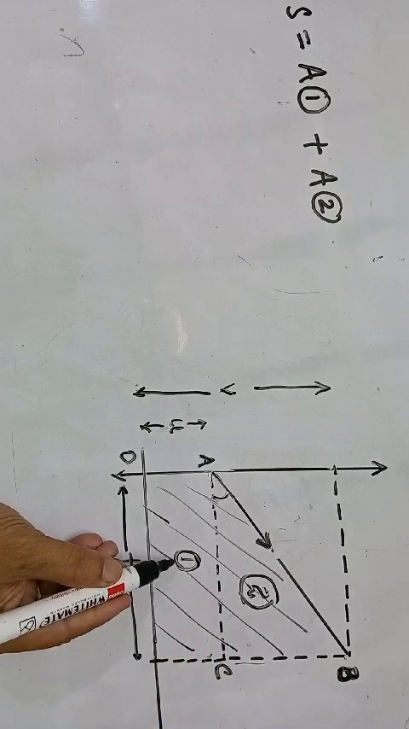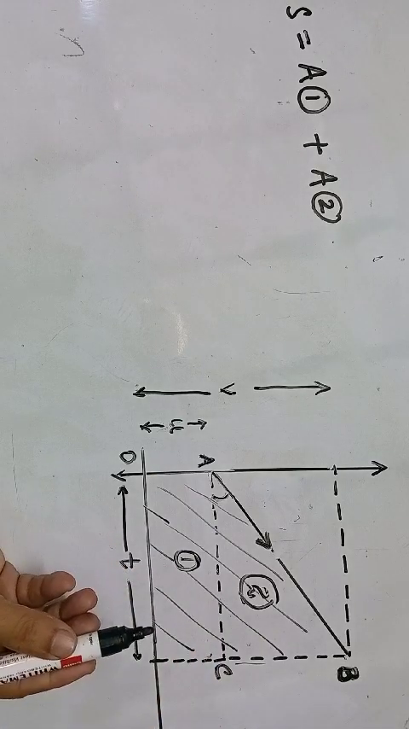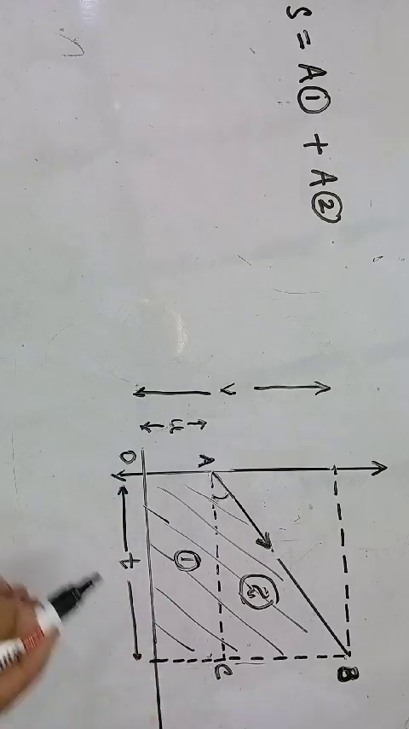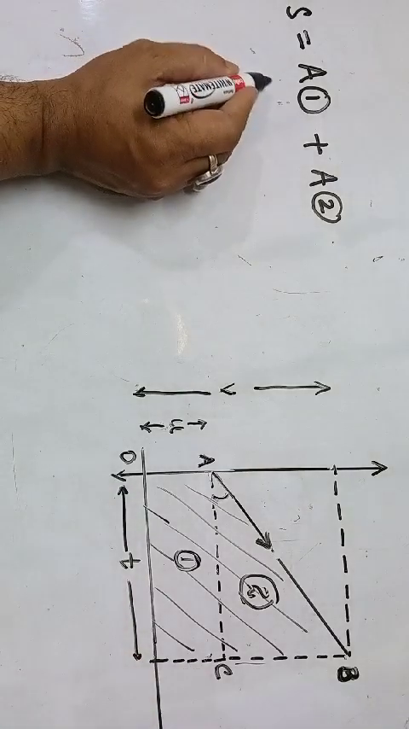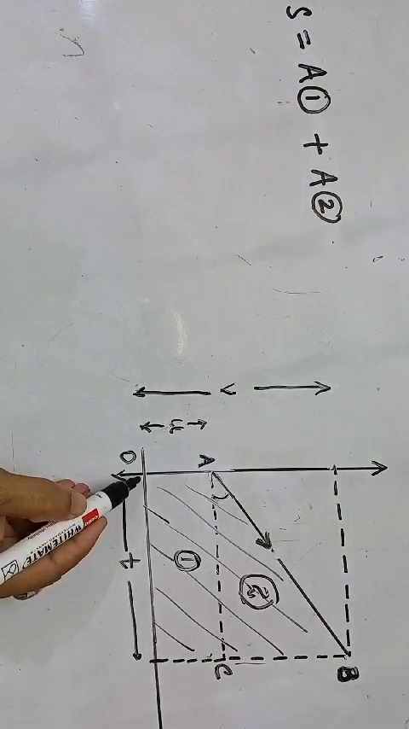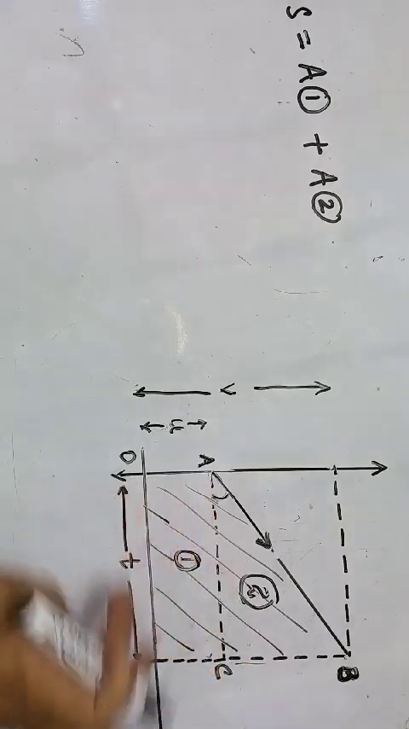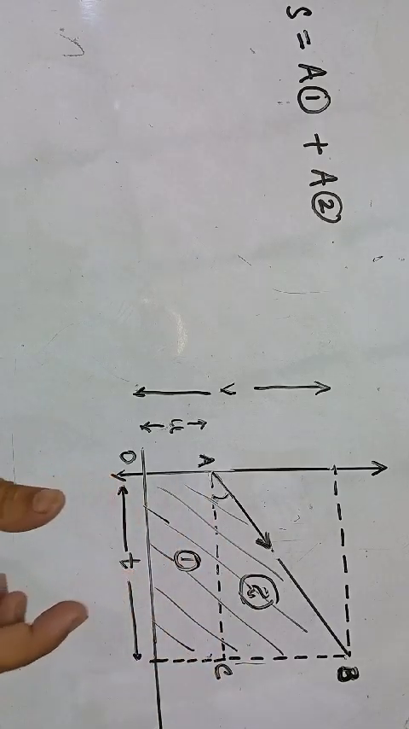So one is the rectangular part. What is the area of a rectangle? Area of a rectangle is length into breadth. Okay, but we will not write L and B here, because we all know that L and B, the length and the breadth of this rectangle, have particular values.